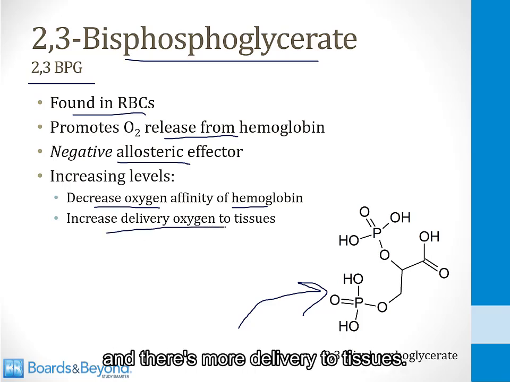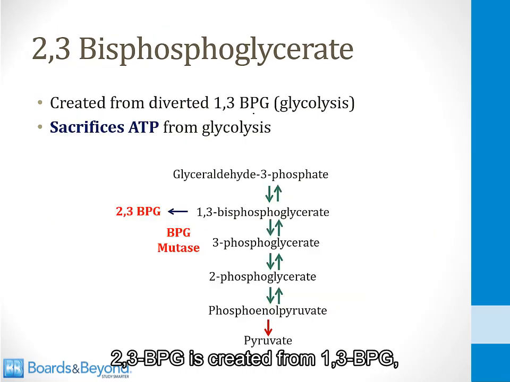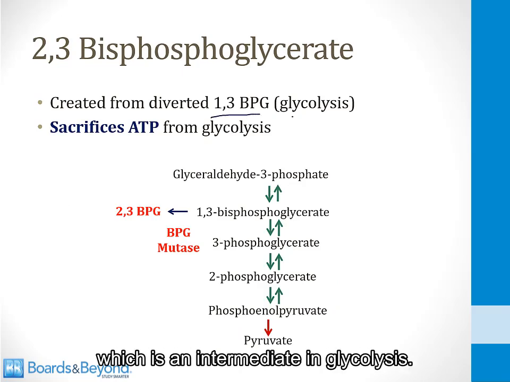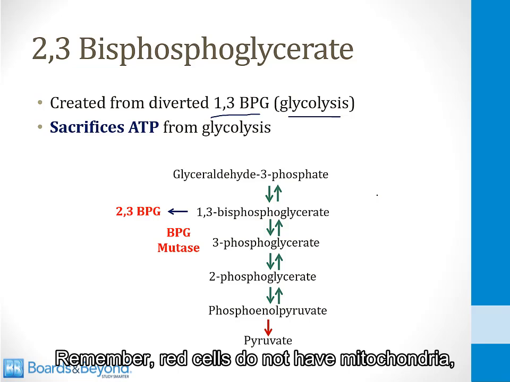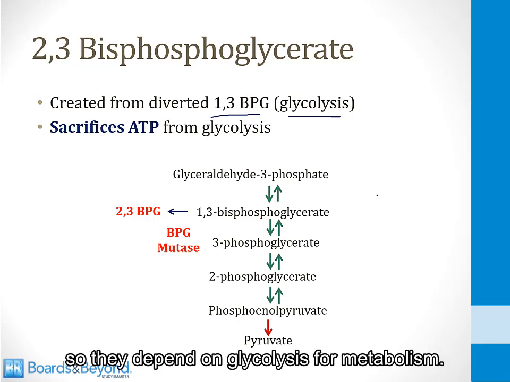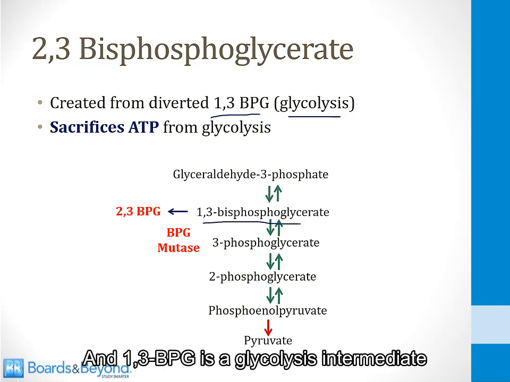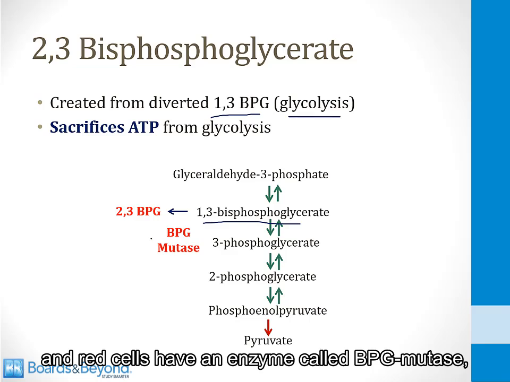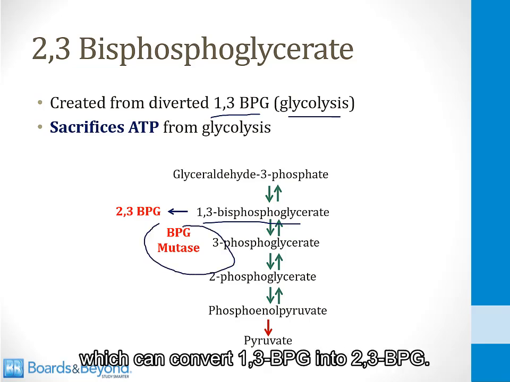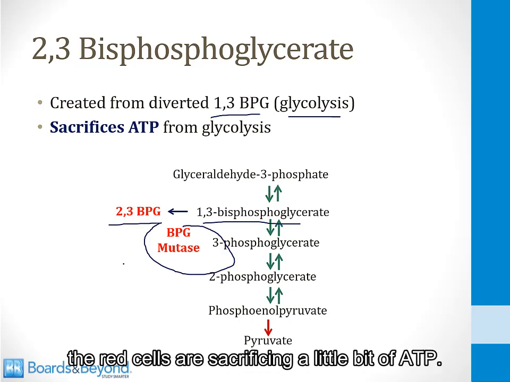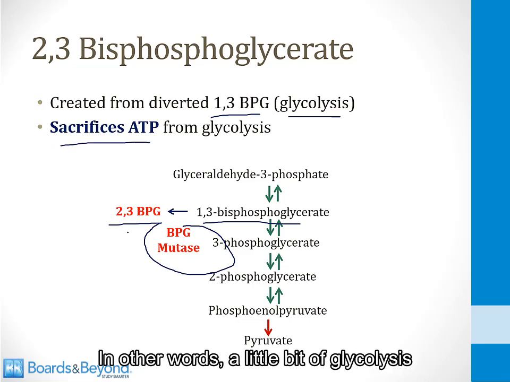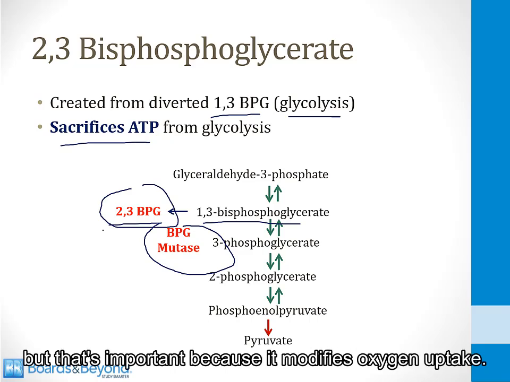2,3-BPG is created from 1,3-BPG, which is an intermediate in glycolysis. Remember, red cells do not have mitochondria, so they depend on glycolysis for metabolism. And 1,3-BPG is a glycolysis intermediate, and red cells have an enzyme called BPG mutase, which can convert 1,3-BPG into 2,3-BPG. So in other words, red cells are sacrificing a little bit of ATP, in other words, a little bit of glycolysis, in order to make 2,3-BPG, but that's important because it modifies oxygen uptake.